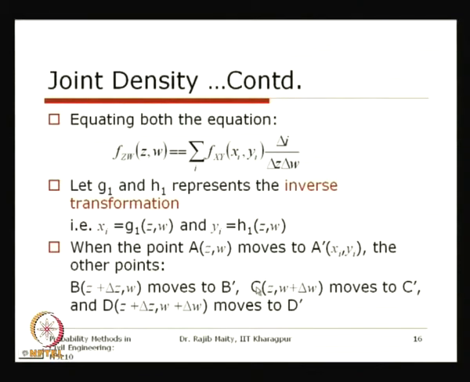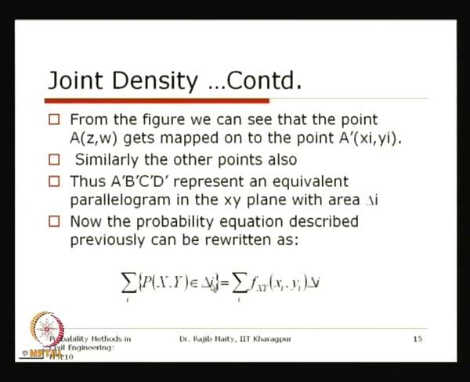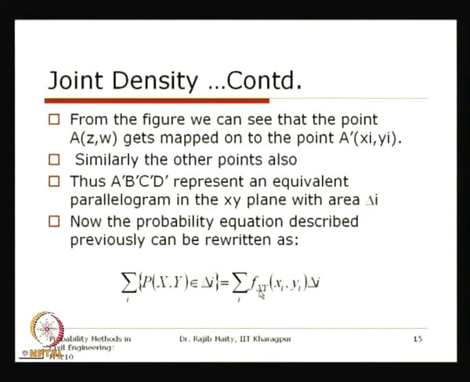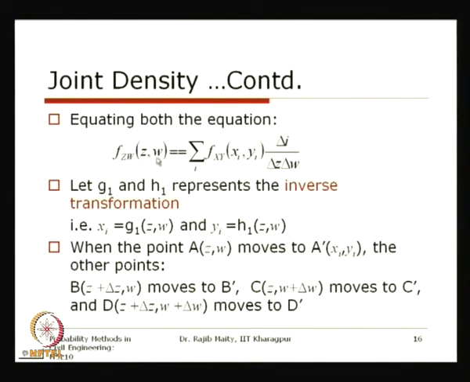Now if we equate both equations, the equation you got from here and the equation that we have represented here, both refer to the same probability, and one is expressed in the ZW plane and the other on the XY plane. So you can equate these two, as the probability we are looking for is the same. These two are now equated, with delta Z delta W taken in the denominator.